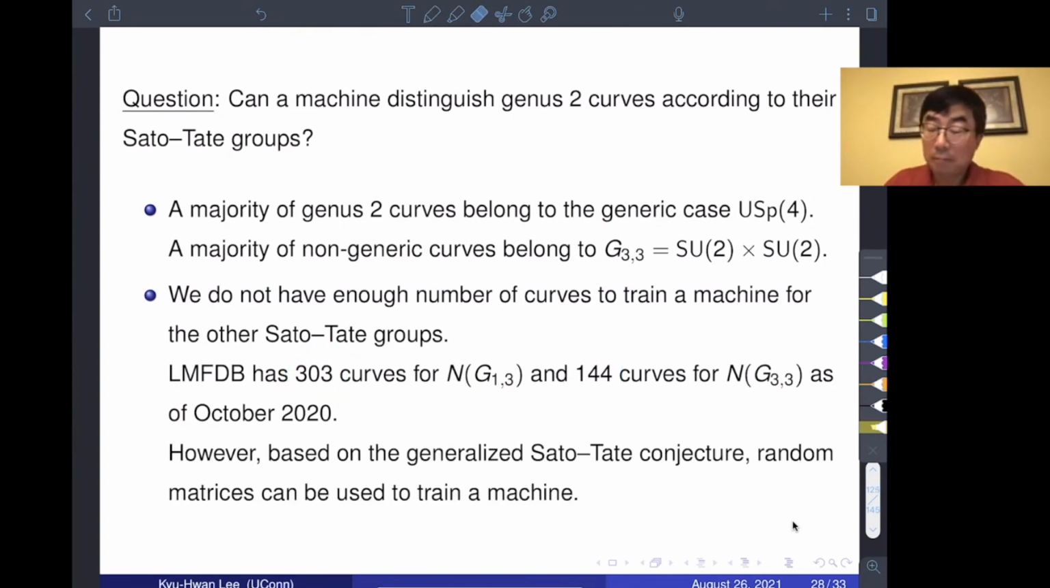But based on the generalized Sato-Tate conjecture, we may use random matrices to train a machine and then show the curve data and then see if the machine can tell the Sato-Tate groups according to the curve data. It is trained by the random matrix data, and then we just use the machine to determine the Sato-Tate groups. But that may be an idea. So we did that in our experiment.